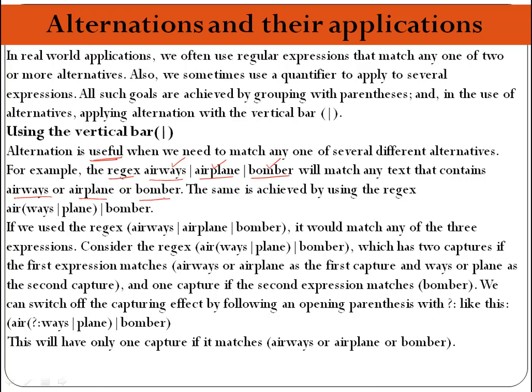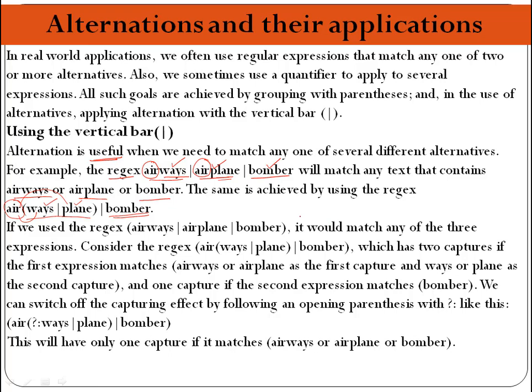The same is achieved by using the regular expression. Here you can see in both the words air is common. This is different, ways and plane. So how can we write it? Air we have taken as common. In mathematics also we used to do like this. So we have grouped it as alternations: ways or plane, airways or airplanes. And we have used the pipeline symbol for the extremely different word, that is bomber. If we use this regular expression, it would match any of the three expressions.